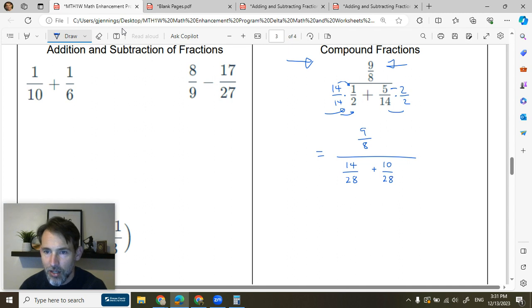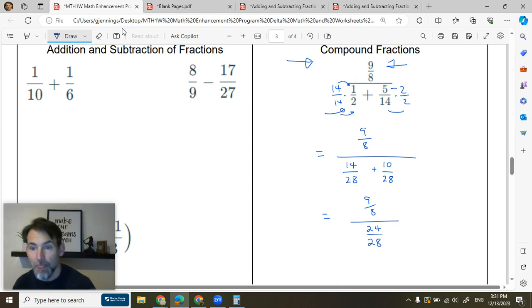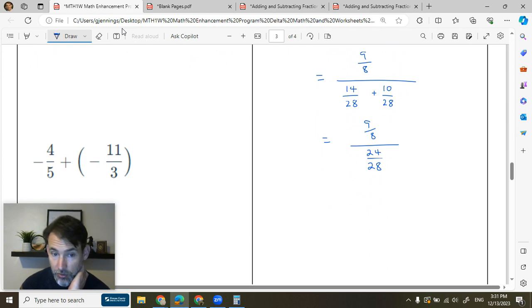Okay, and then we go equals 9 over 8, divided by 24 over 28. Okay, cool. And then you could reduce your fractions. You could notice that 24 and 28 are each divisible by 4 and take out that extra factor there. Oh, yeah. And that's actually a good idea. Let's do exactly that. So that's equal to 9 over 8.